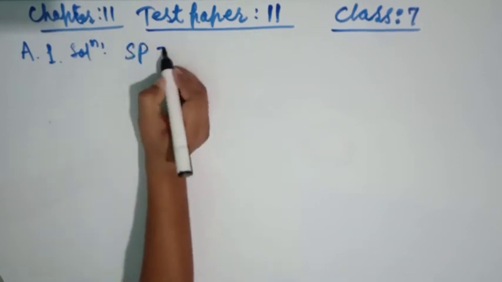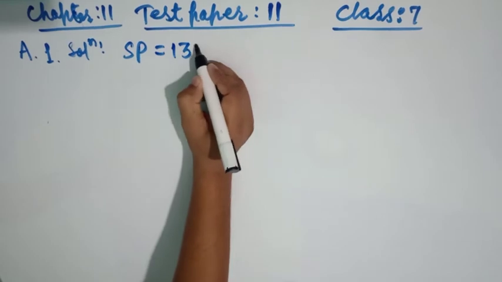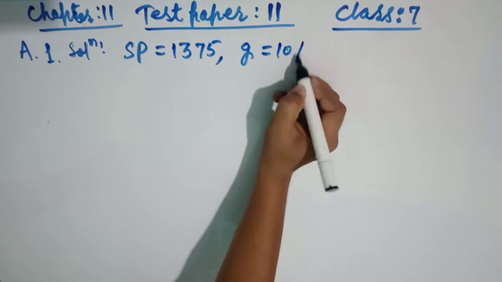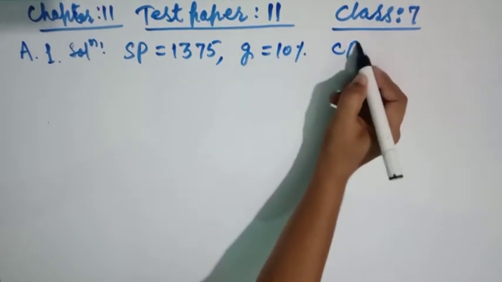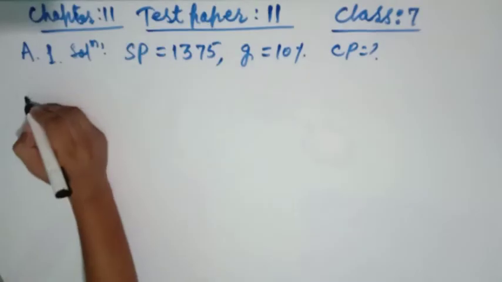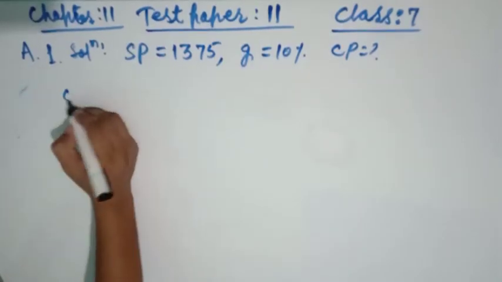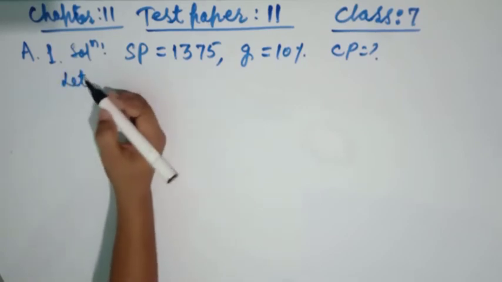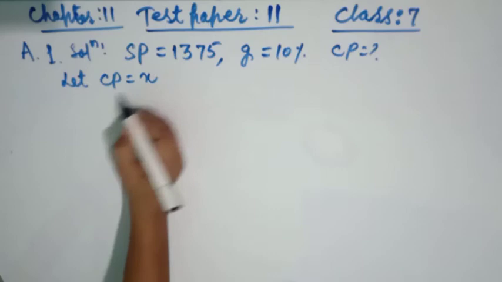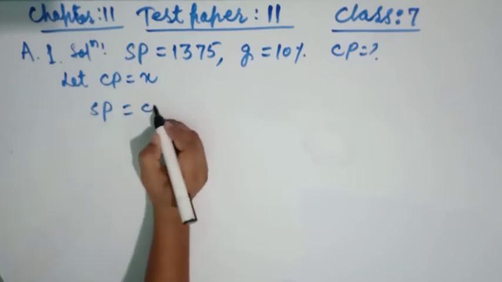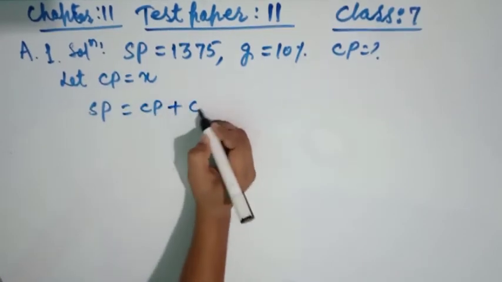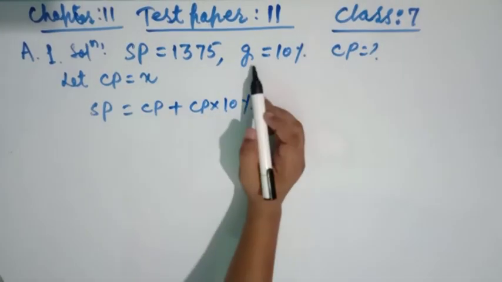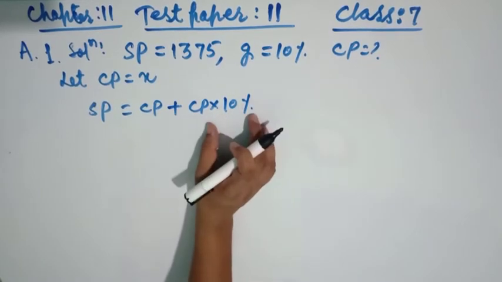Now friends, here is the solution. SP is given: SP is equal to 1375, and the gain G is 10%. Find the cost price, that is CP. Let the CP be X, so the SP is equal to CP plus CP into 10%. Now remember friends, where there is gain, we have to add the profit to the CP.